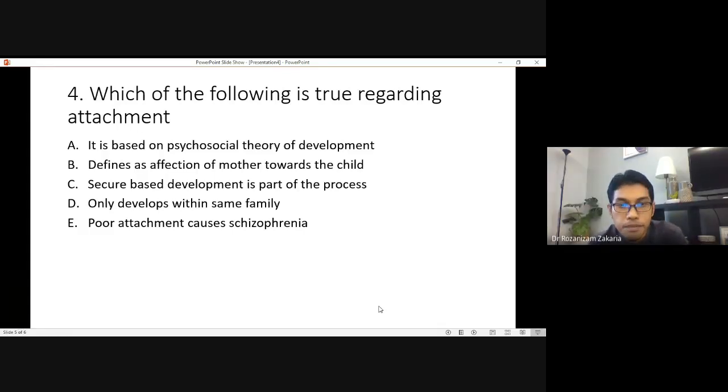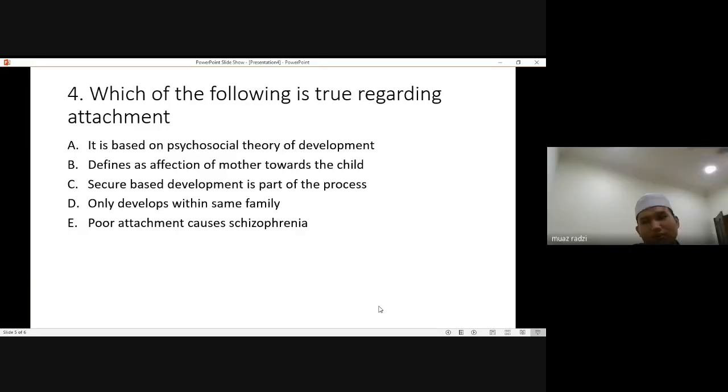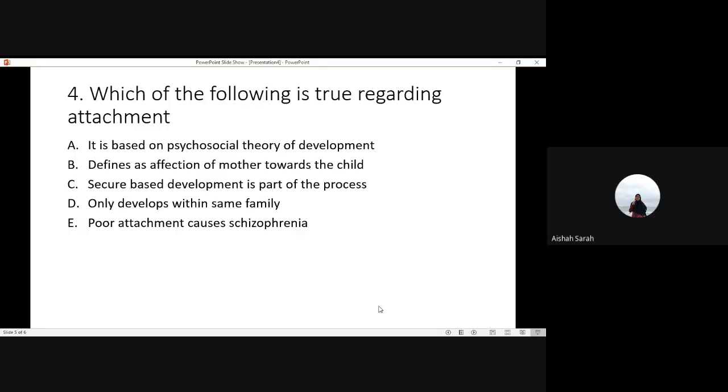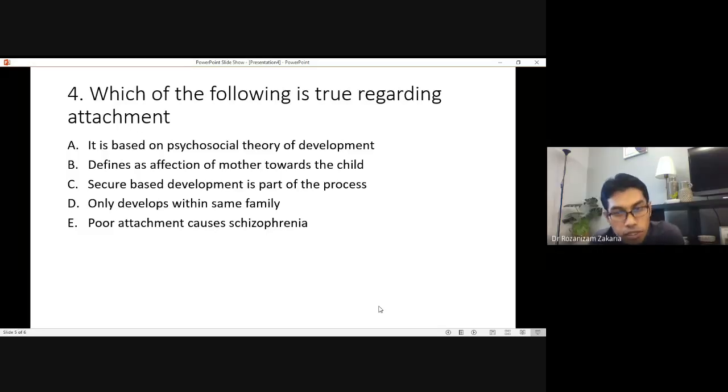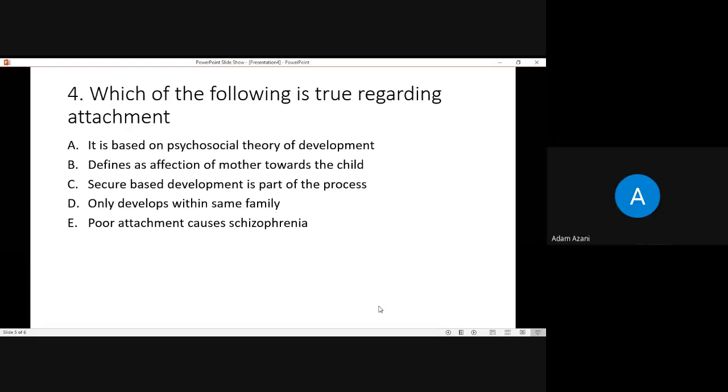Okay, B, defines as affection of mother towards the child. Apa yang salah? Emotional. Not necessarily mother. Jawapan dia salah sebab it's not mother towards the child. It's the child towards the mother. So attachment is child towards everybody else. Kalau mother towards the child, itu nama dia apa? Nama dia bonding. Okay, so caregiver towards the child kita panggil bonding. Child towards caregiver kita panggil attachment. Okay, so D and E itu salah lah.